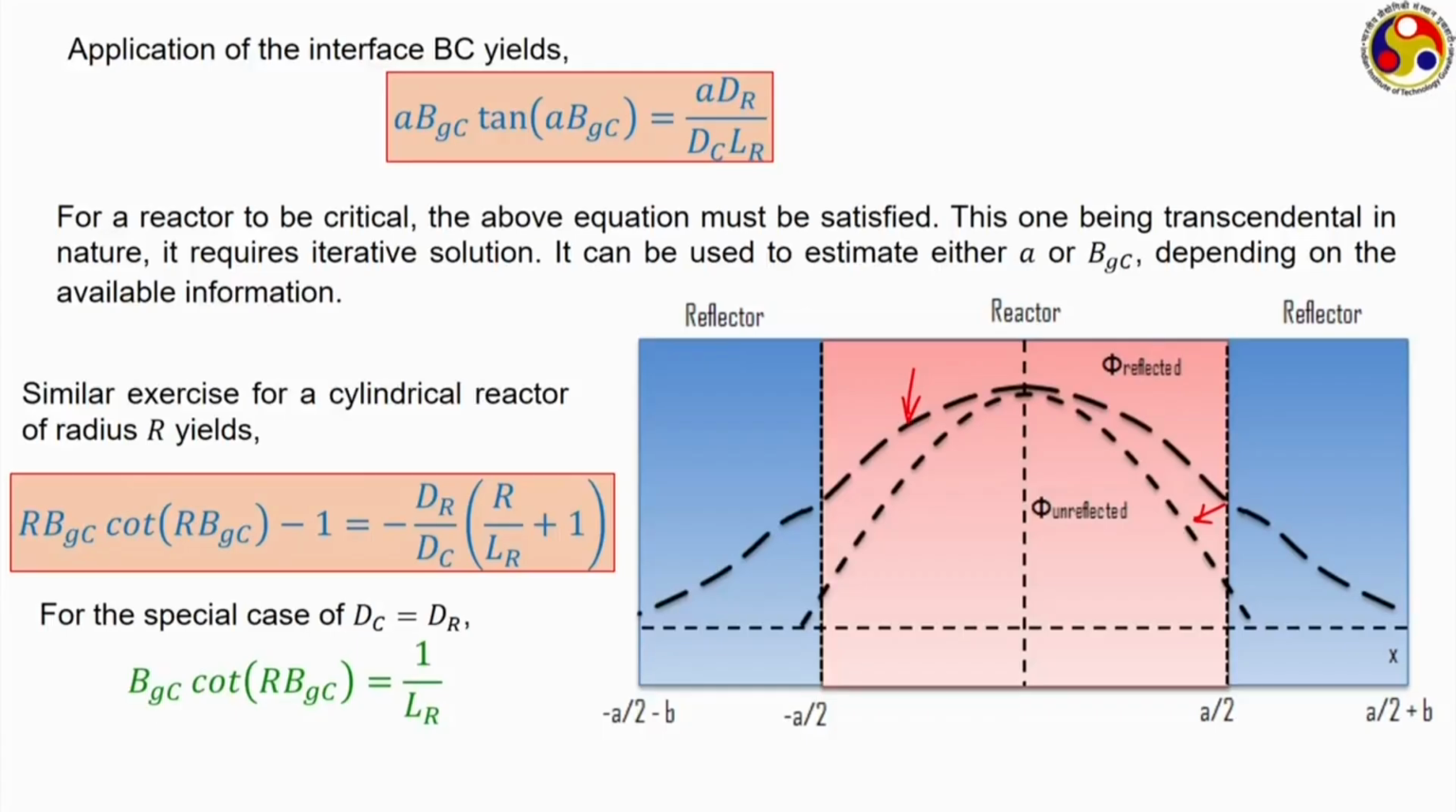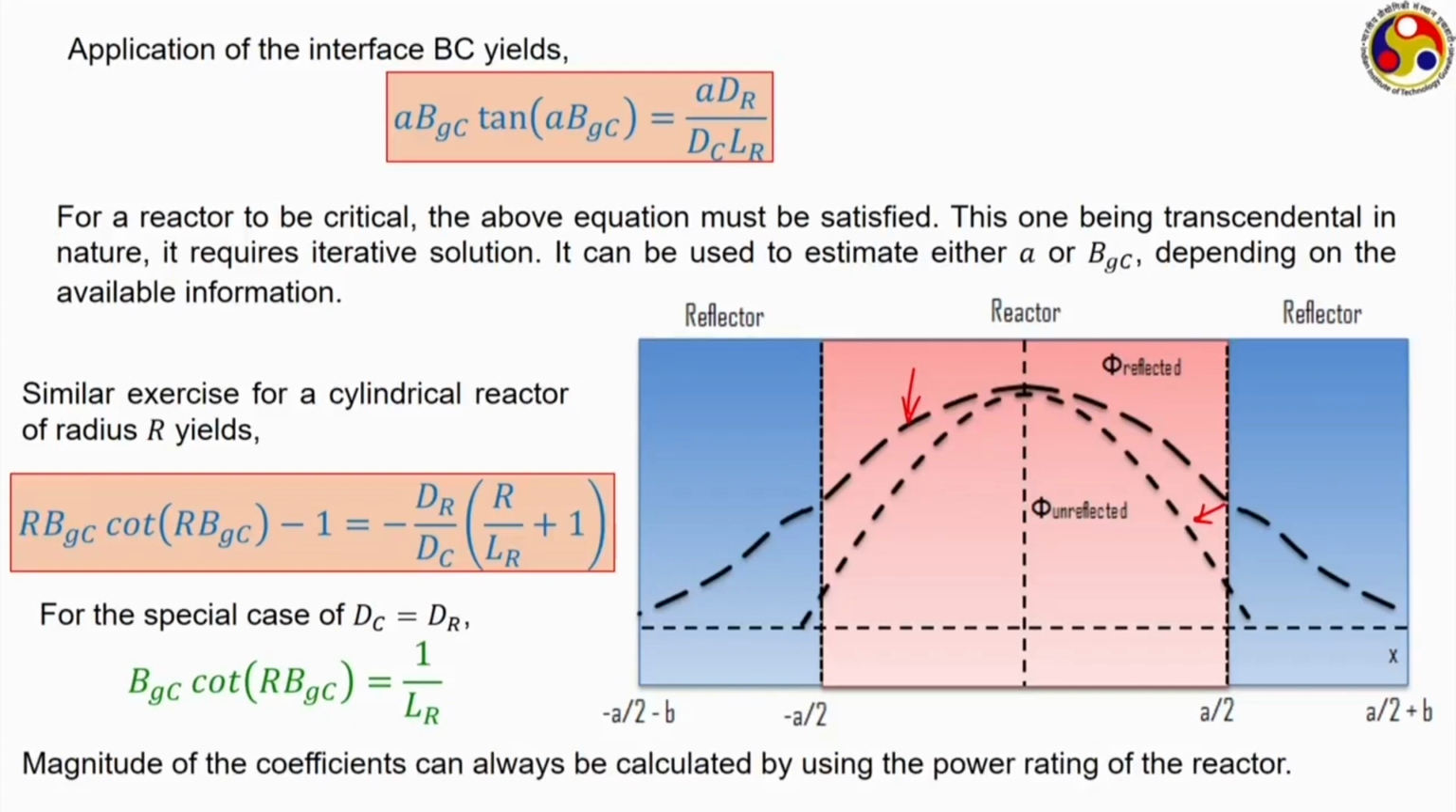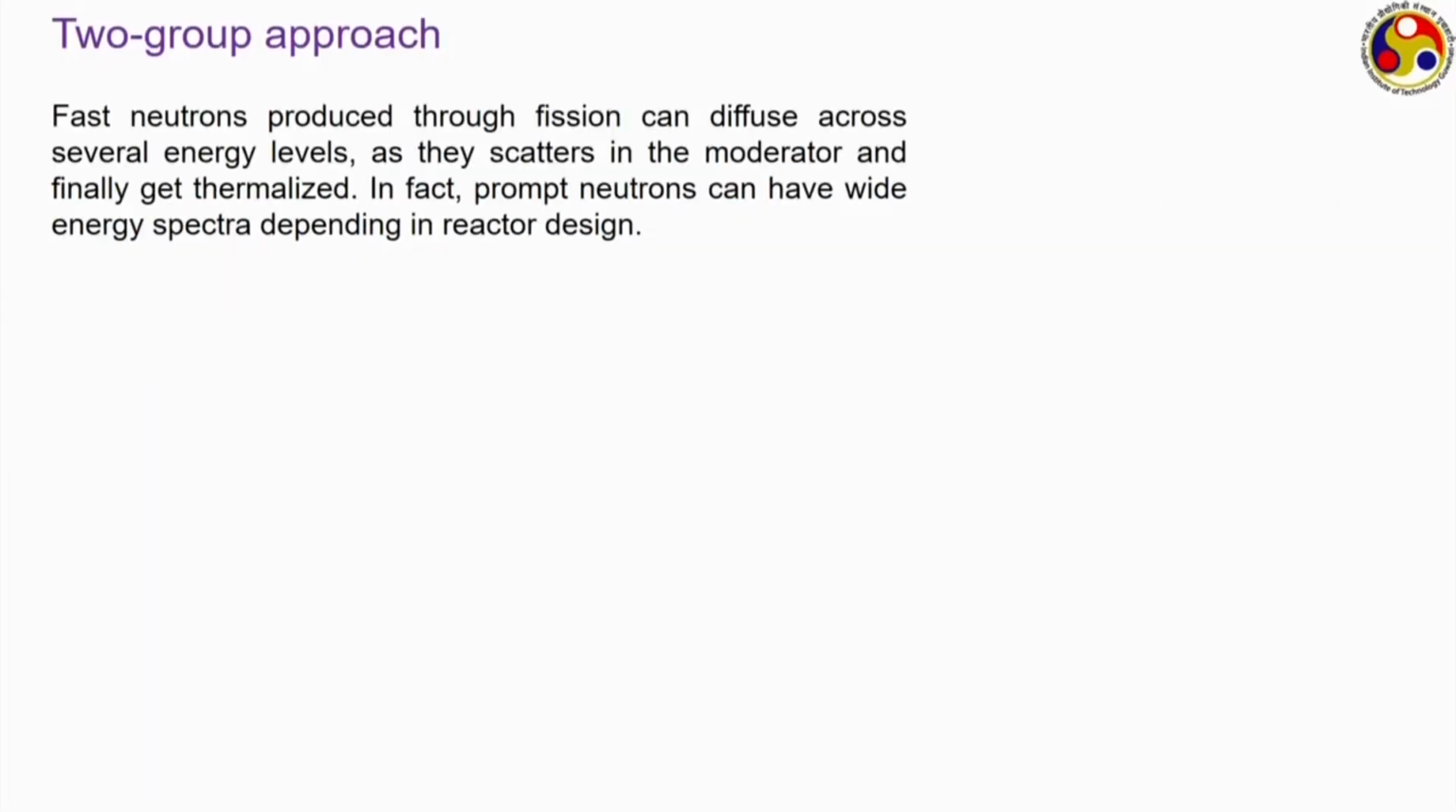This is not transcendental, because if the value of BGC is given, this can be used to calculate the radius of the cylinder. The magnitude of the coefficients I have already mentioned. These two coefficients A1 and A2 can be calculated from the power rating of the reactor. And finally, we have the two group approach to talk about.